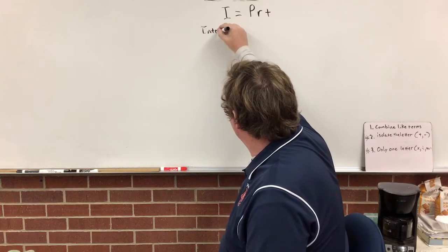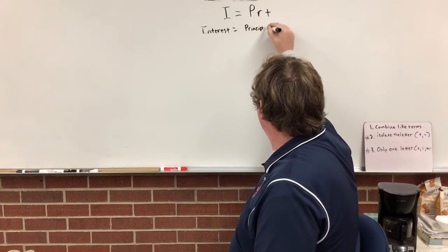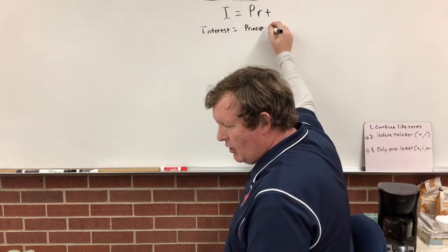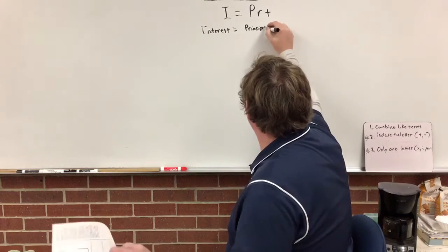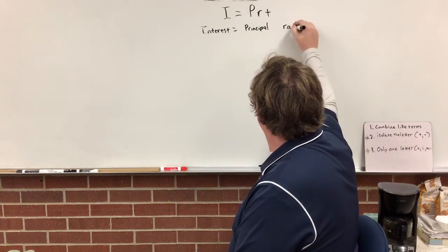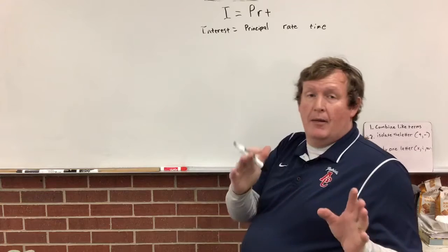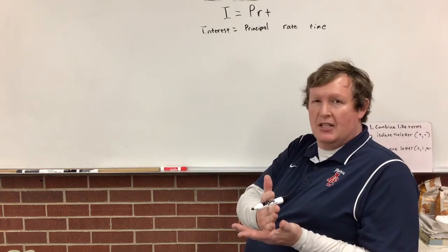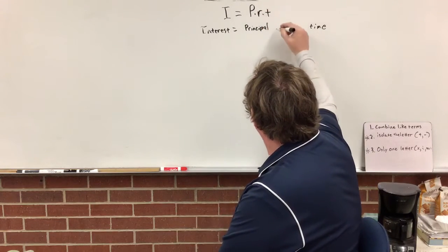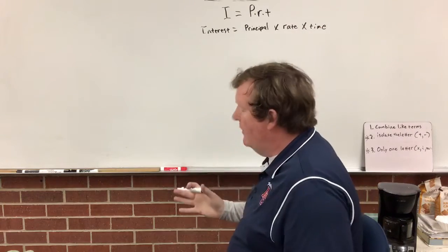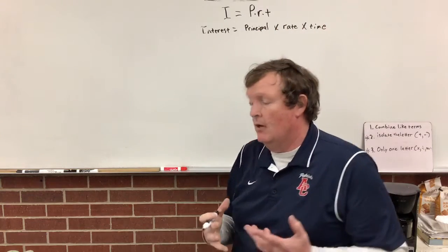I stands for interest. P stands for principal. I'll tell you what that is. Let me make sure I spell principal correctly. Hold on, yeah, A-L. R is rate, and T is time. Whenever we talk about math, whenever we have a letter next to a letter as a symbol, or a number next to a letter, we're talking about the operation of multiplication. So interest equals principal times rate times time.